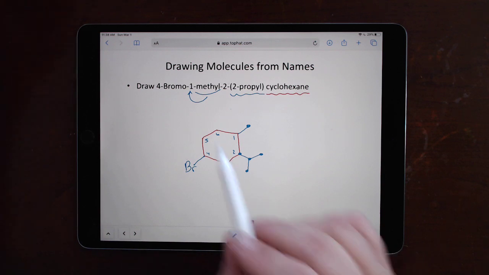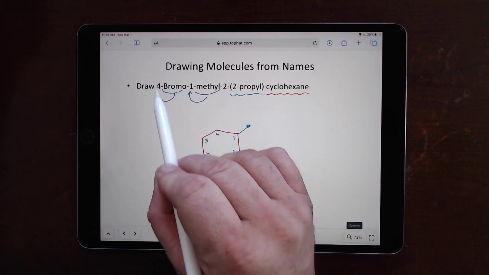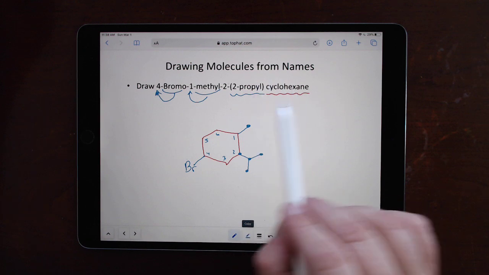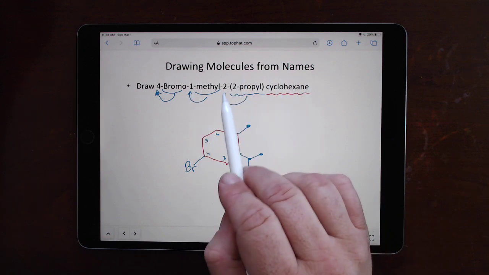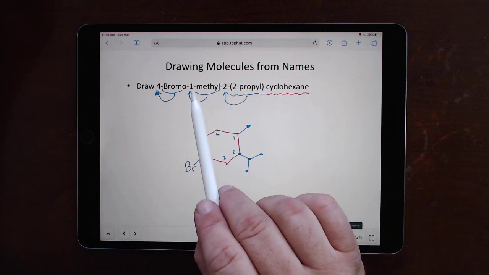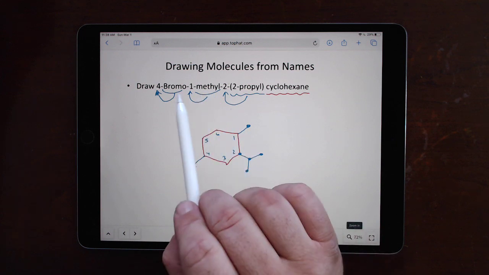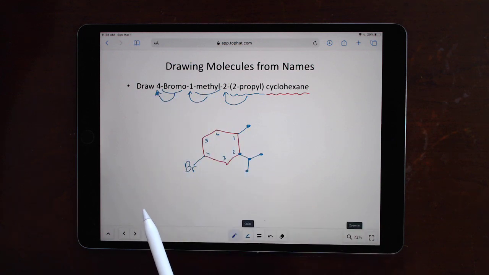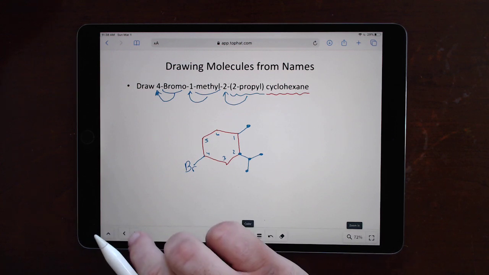Ta-da! That's it. So just go backwards and you'll be just fine. Start with your main chain and then work backwards. 2-propyl group hanging off of carbon 2. A methyl group hanging off of carbon 1. Bromine hanging off of carbon 4. And that's it. So, not too bad.